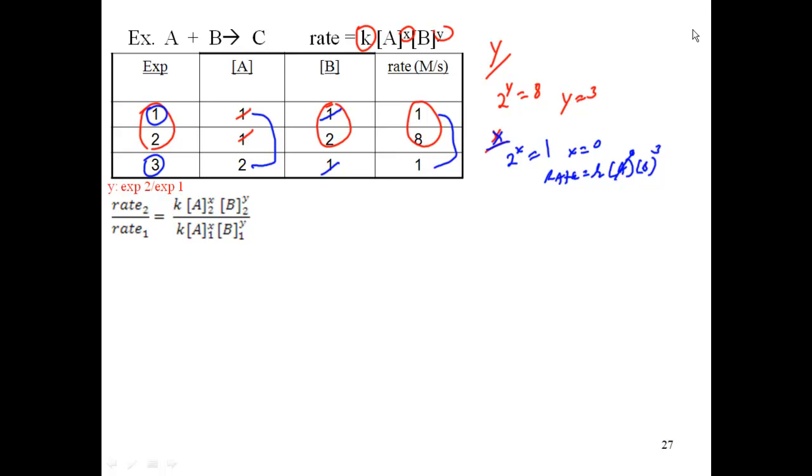Rate 2 is equal to K, concentration of A in the second experiment to some X, B in the second experiment to some Y. Rate 1 is equal to K, concentration of A1 to some X, B1 to some Y.